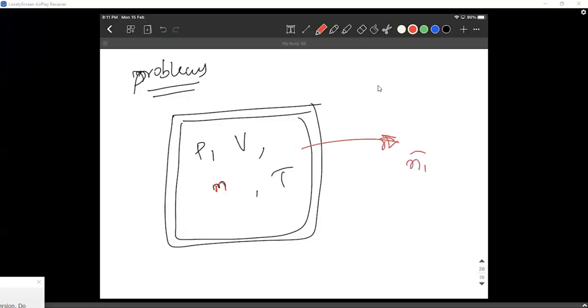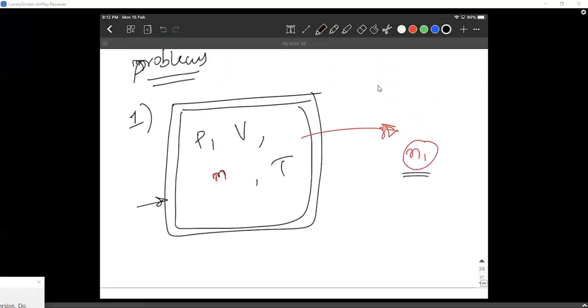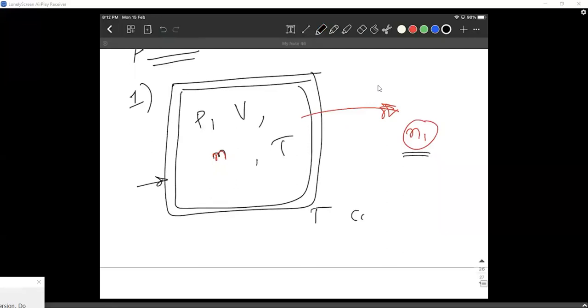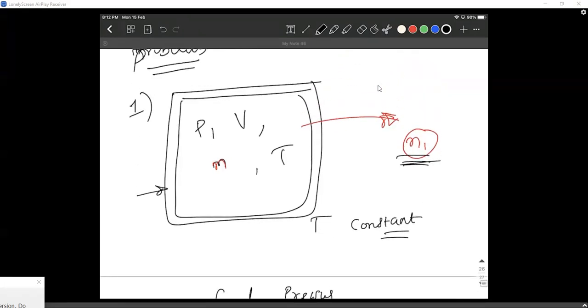take out some n1 number of moles from this gas. They take out some number of moles of gas, and why don't I just frame a question here. There is this container, and I have taken out n1 number of moles. The temperature was constant throughout. What is the final pressure once I've taken n1 moles out of it? They don't even mention it, but the volume is also constant here.